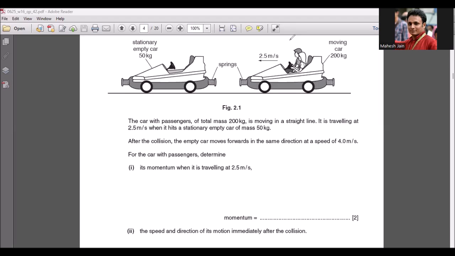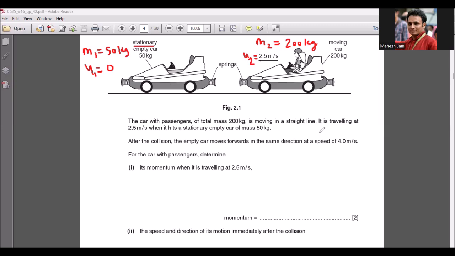For that, let's try and understand what all things are available with us in the question. We know the mass of this car, which we call mass 1, is 50 kg. The mass of this car, which is mass 2, is 200 kg. Now we are told that it is stationary, so the initial velocity of this car is 0. And this car is moving with 2.5 meter per second, so its initial velocity is 2.5 meter per second.